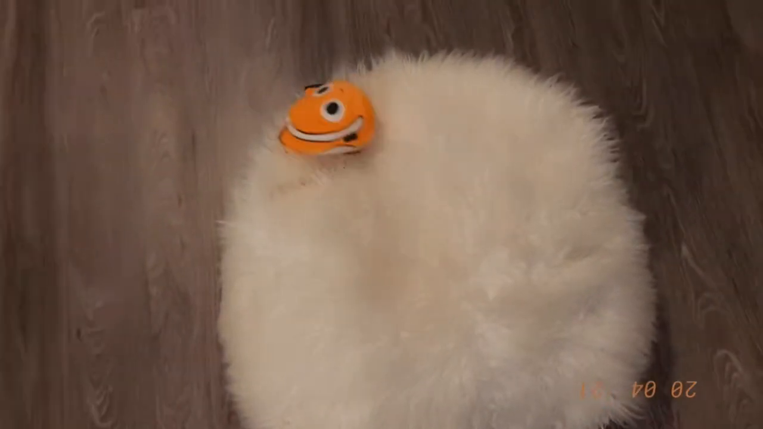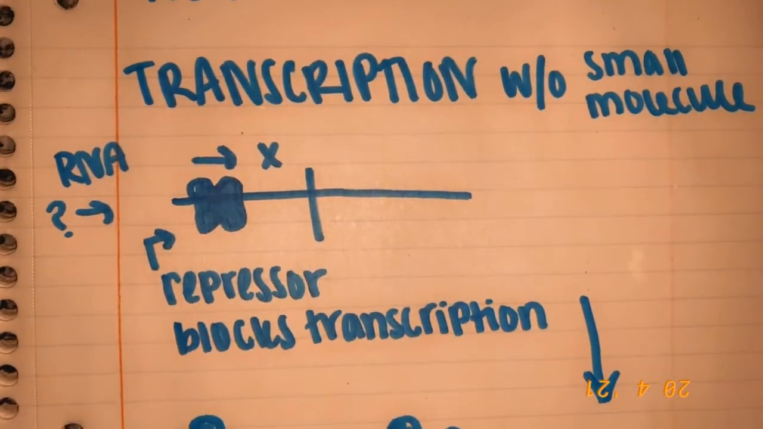I'm transcription undergoing a negative inducible mode. I'm trying to go, but this repressor's in my way, so I need a small molecule to help me. Thank you. Transcription is altered in the presence of a small molecule.